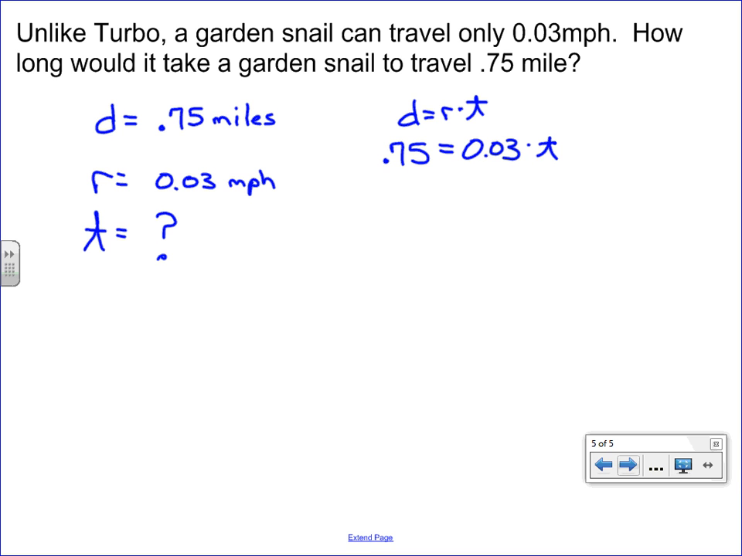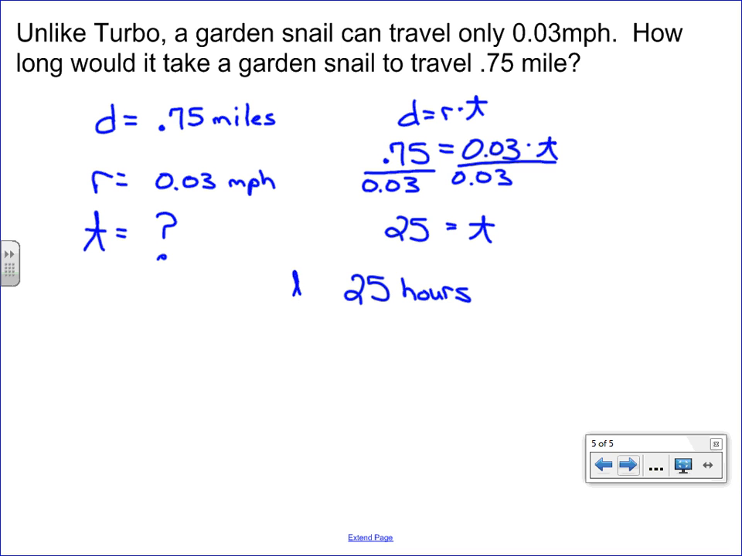To solve this, just like the other, we're going to divide both sides, this time by 0.03. And when you do that calculation, you'll end up with the time equaling 25. Which means it would take our garden snail 25 hours to go 3/4 of a mile. All right, this concludes your video on distance, rate, and time, and you are now ready to begin your practice.